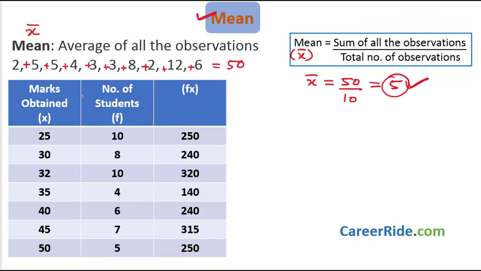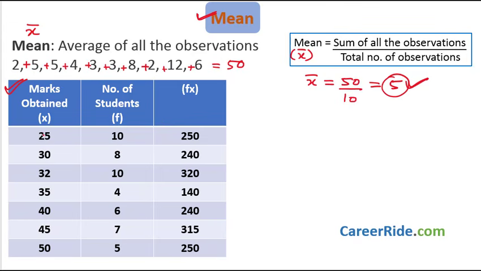But in many cases, they might give you the data with the frequency. So let us take a look at this table that we have here. The first column is the marks obtained by the students. So some students scored 25 marks, 30, 32, 35. This way the students scored the marks. And how many students scored how many marks?